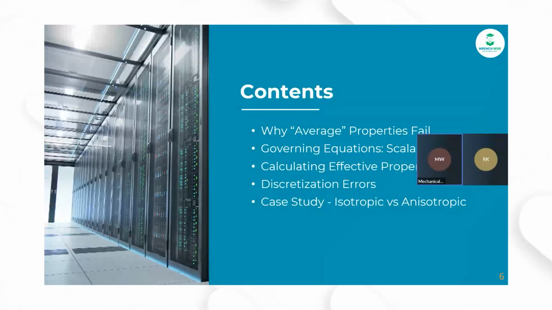That's the whole point. So essentially today we'll talk about these topics here: why average properties fail, governing equations, calculating the effective properties, discretization errors, and ultimately one case study. We'll bring everything together with a side-by-side comparison of a 21,700 cell at a 5C charge rate. We'll essentially demonstrate how an isotropic model can reveal close to 13-14 degrees higher peak temperature compared to the anisotropic model.